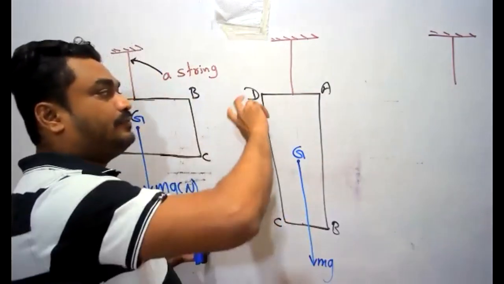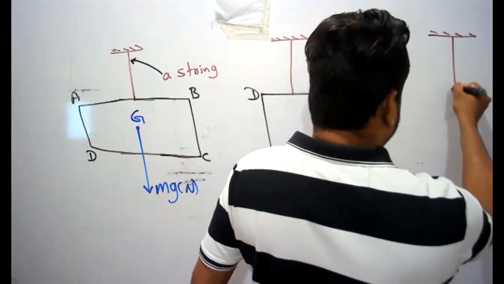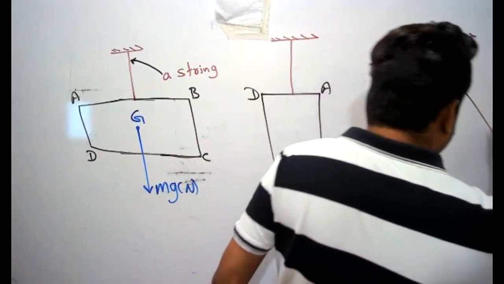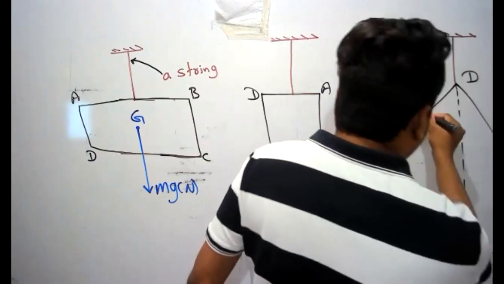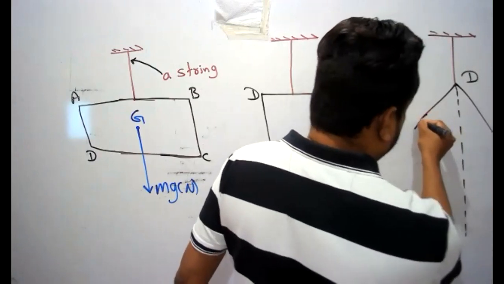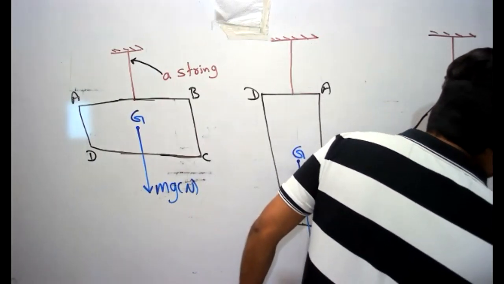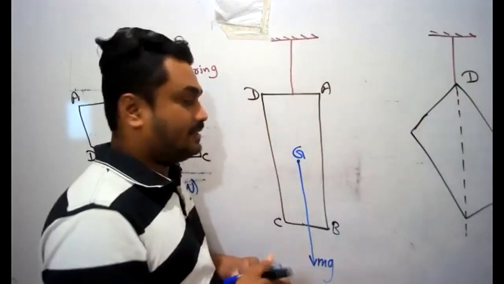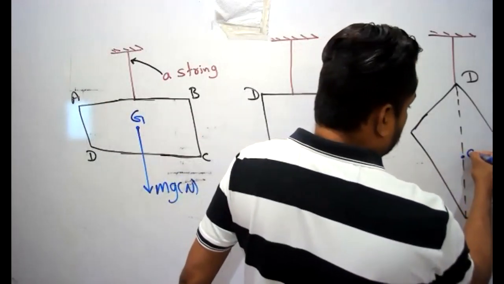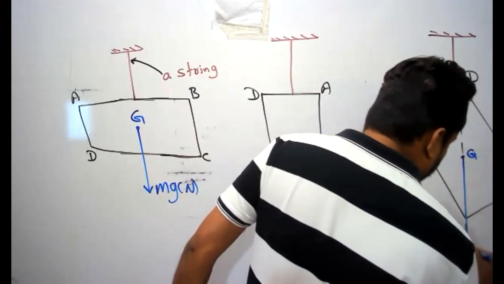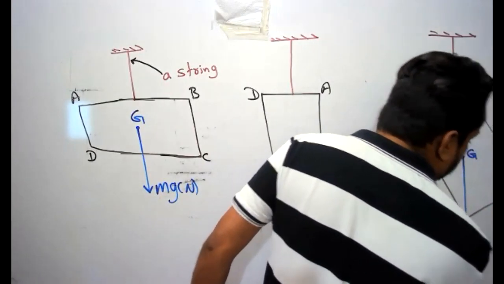Let's say we further rotate and connect the string to the point D. Again, it can be identified that the gravitation attraction force is acting through the center of gravity. Clear? So that's the magic.